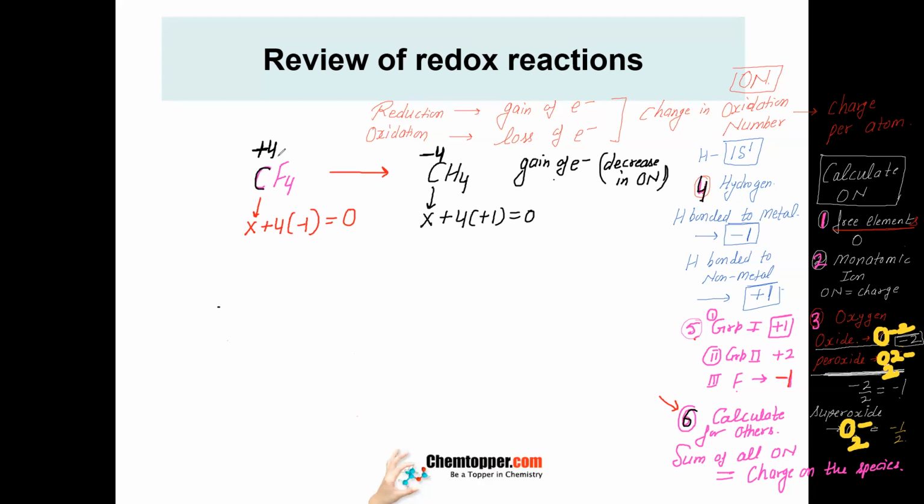So how many electrons from plus 4 to minus 4? Don't you think 8 electrons? 8 electrons. This number is important. You're going from plus 4 to 0 by gaining 4 electrons, then 0 to minus 4 by gaining another 4 electrons. So total 4 plus 4, 8. CF4 is gaining 8 electrons to become CH4. This is reduction.